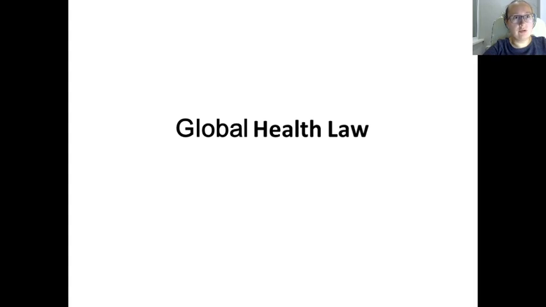Construed more narrowly, it incorporates only those international legal regimes especially designed to address health, such as treaties. The two most notable examples are the International Health Regulations, focused on infectious diseases, and the World Health Organization Framework Convention on Tobacco Control, focused on chronic diseases.